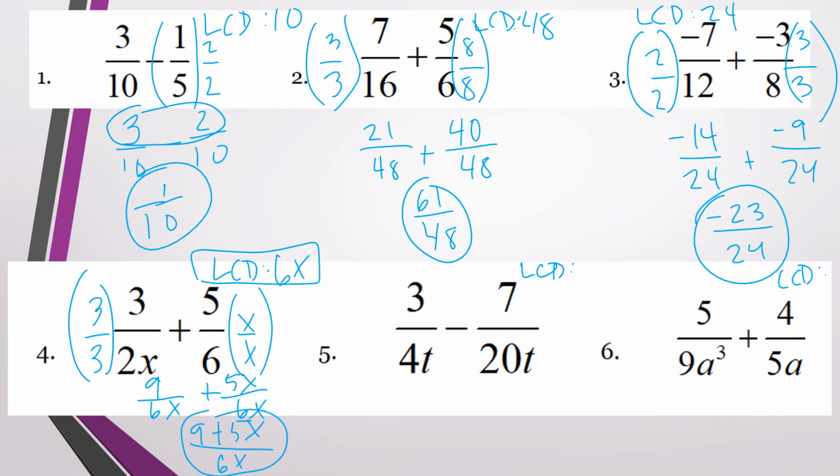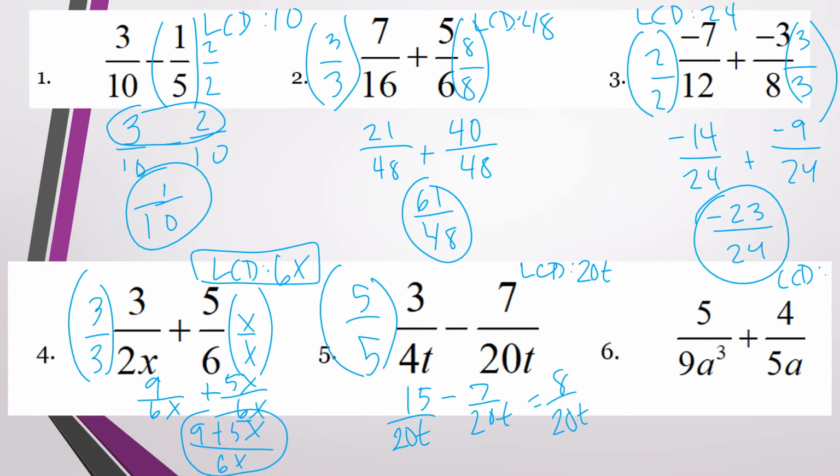You're just going to add on the top, and you cannot simplify that, so just leave it as 9 plus 5x over 6x. For number 5, both of them have a t, so that's going to stay part of our LCD. The numbers 4 and 20. 20 is a multiple of 4, so my LCD is going to be 20t. I need a 5 here. I don't need anything with the second fraction because it's already at 20t. So it's going to be 15 over 20t minus 7 over 20t. 15 minus 7 is 8 over 20t.